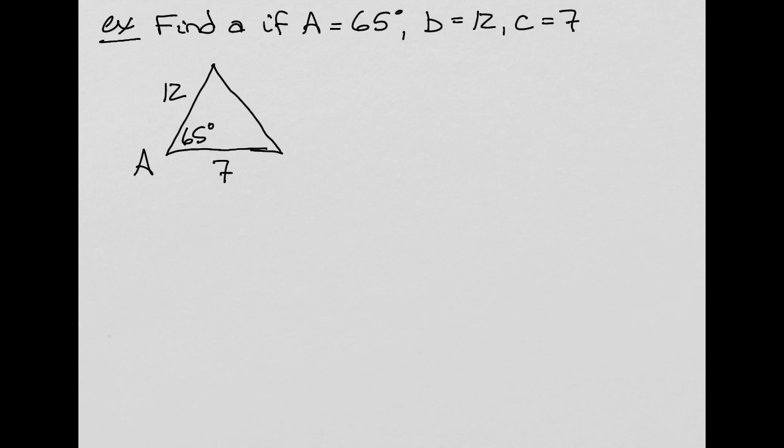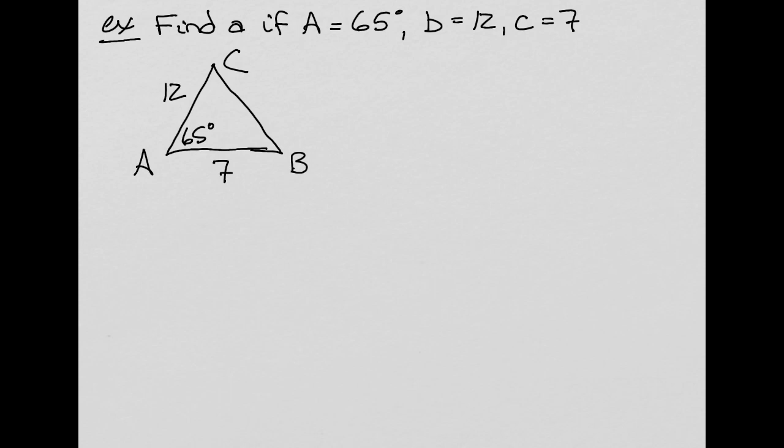What I need for the law of sines is an angle, okay, I have an angle, and its opposite side. Well, I don't have side A, that's what I'm looking for. I have side B, but I don't have a measure for angle B. I have side C, but I don't have a measure for angle C. And without one of those, there's no way to find any of the others. So the law of sines won't work. Fortunately, the law of cosines will.